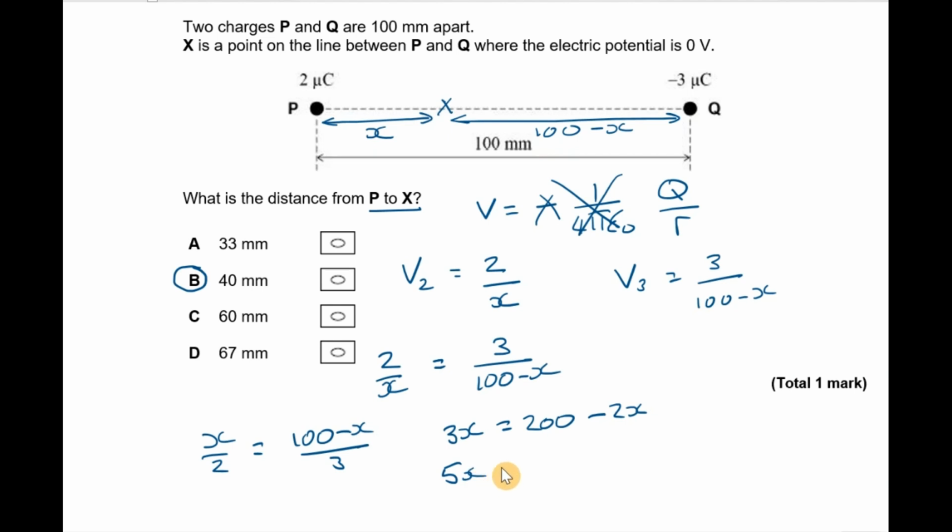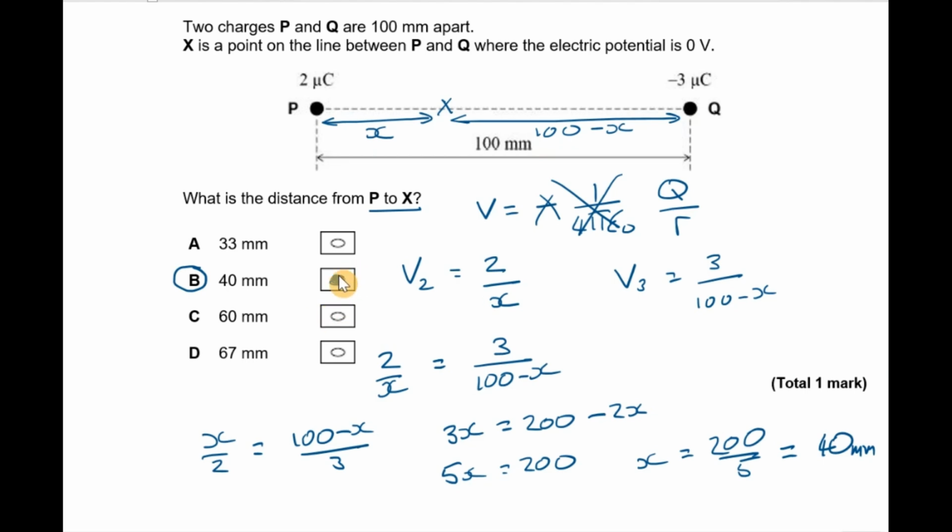Bit of rearranging tells me that 5x is equal to 200, and finally x is equal to 200 over 5, which is going to be 40 millimeters. The answer is B.